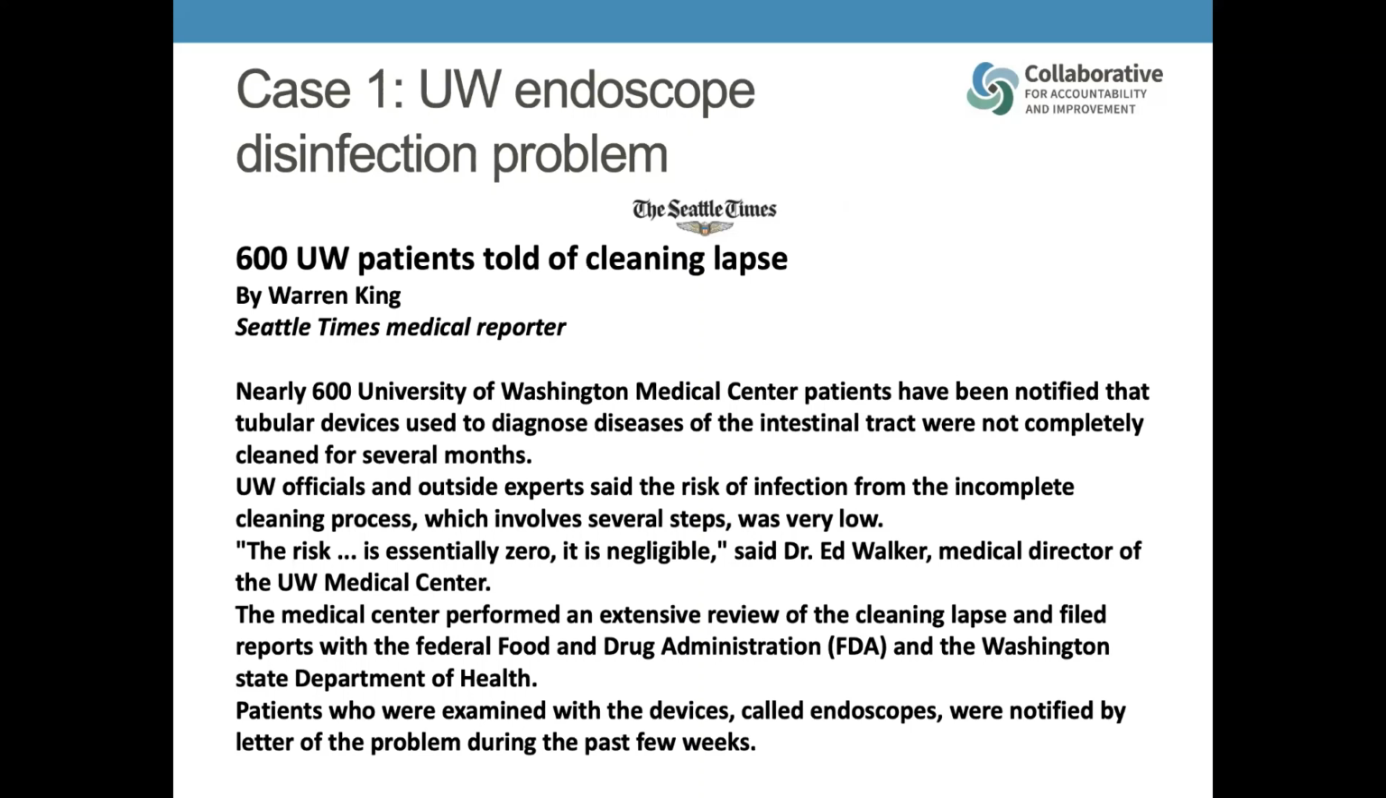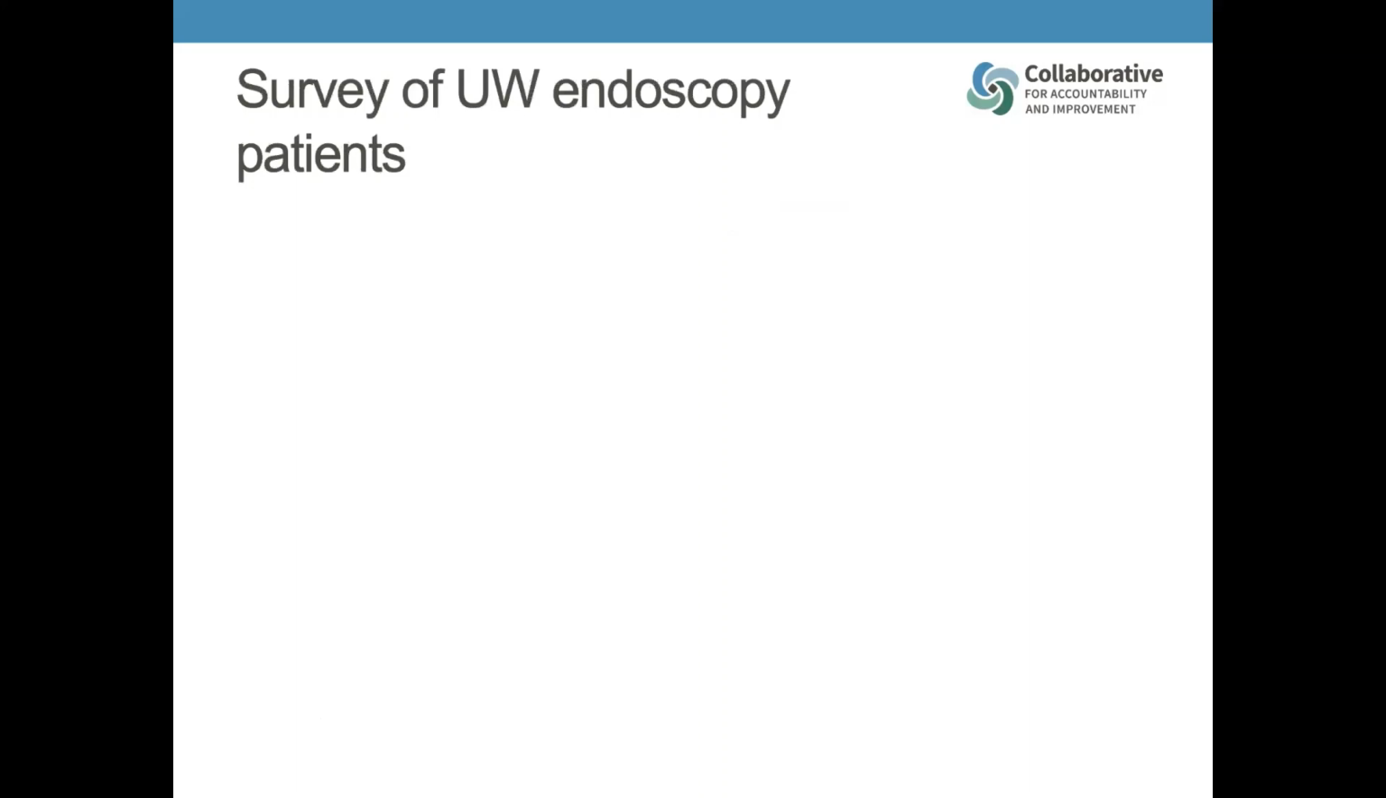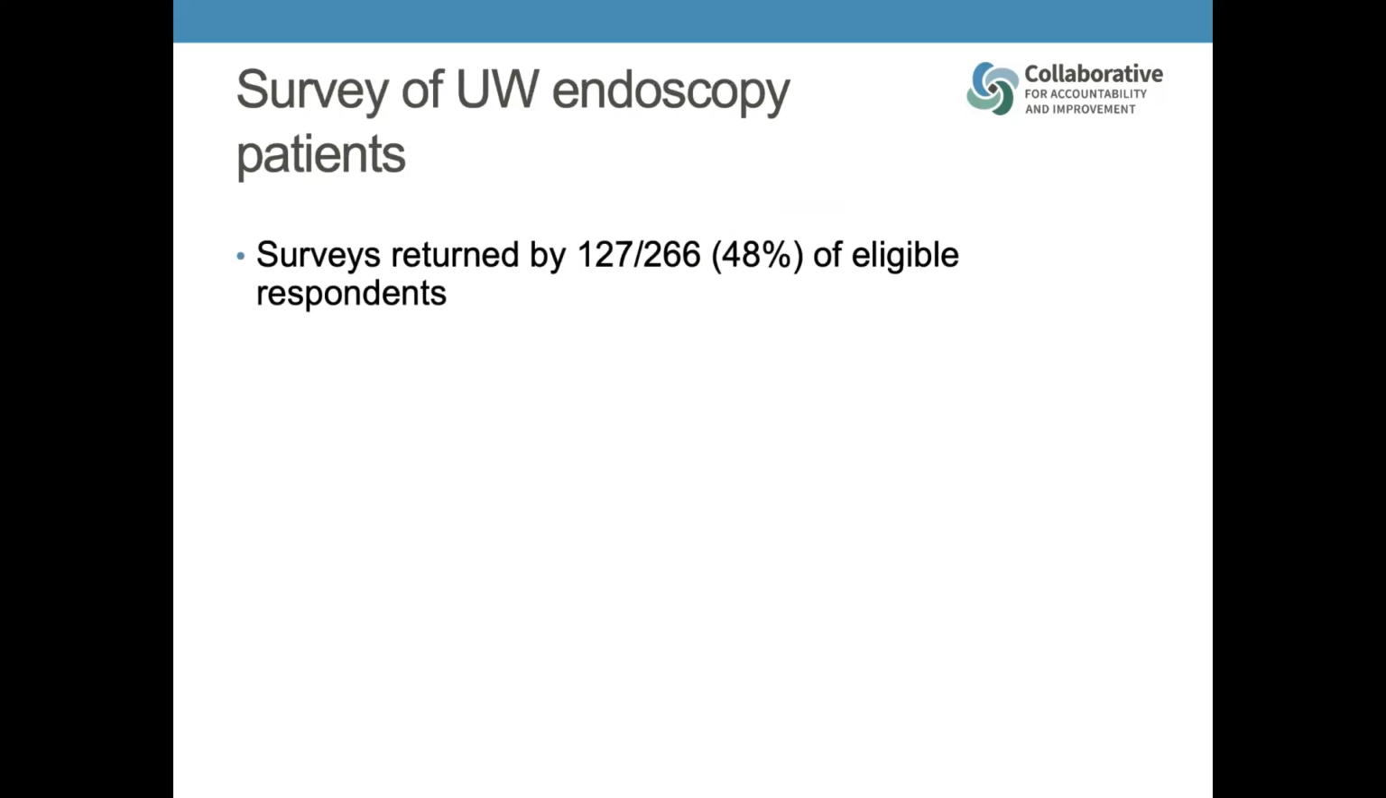Is that consistent with what patients and families want? And so a couple of years after this event, we conducted a survey of the patients who received the endoscopy notification letter. And we were able to reach out to 127 of 266 eligible respondents. This was a couple of years after the exposure, and so the number of patients who were eligible to return the survey was less than the number who had originally received the notification letter.